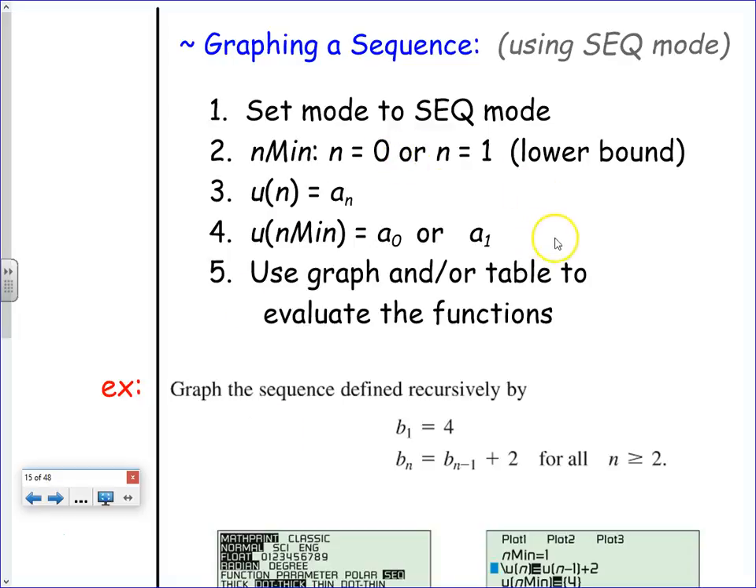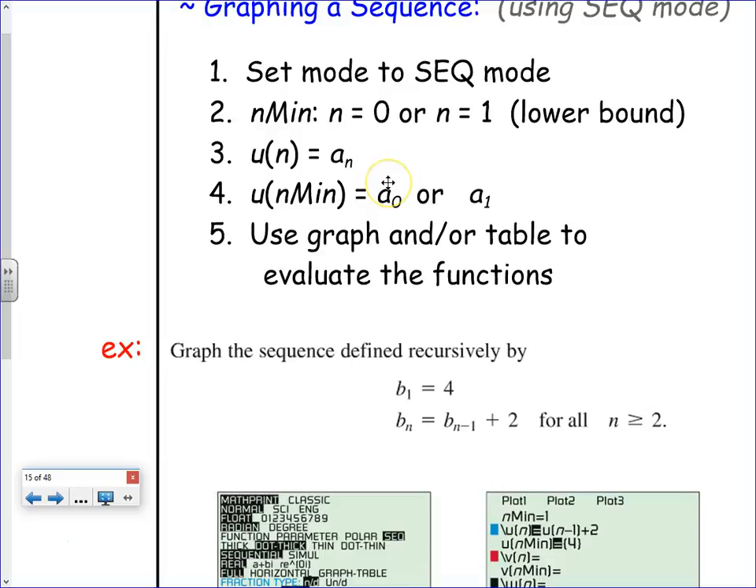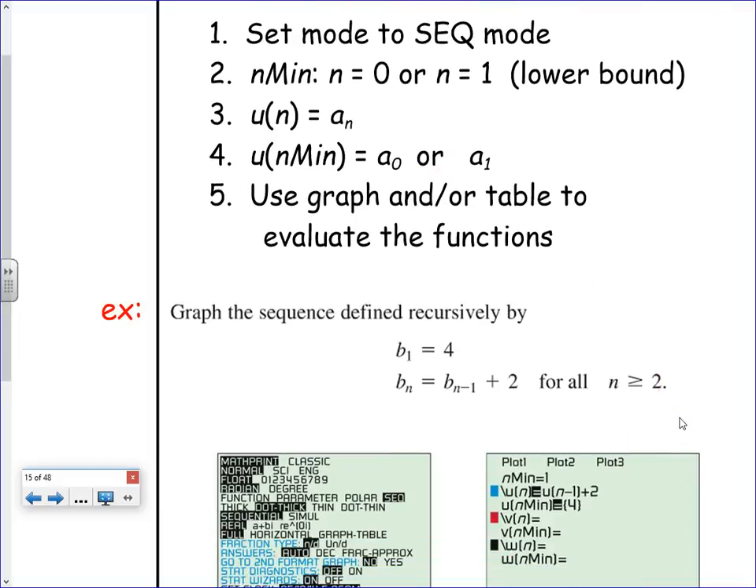So sequence mode. Long story short, go to mode, go to sequence. It's the last one. You have function, parametric, polar, and then you have sequence. When you go to your y equals after you're in sequence mode, you're going to see some new options that you're not used to. Can I scroll down so you can see? Here we go.